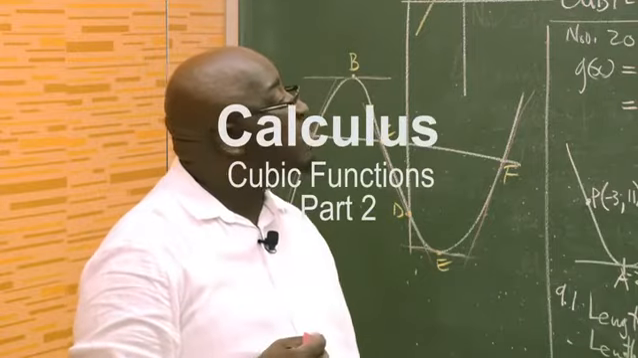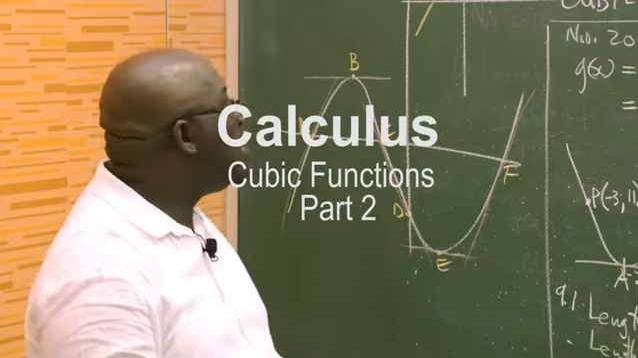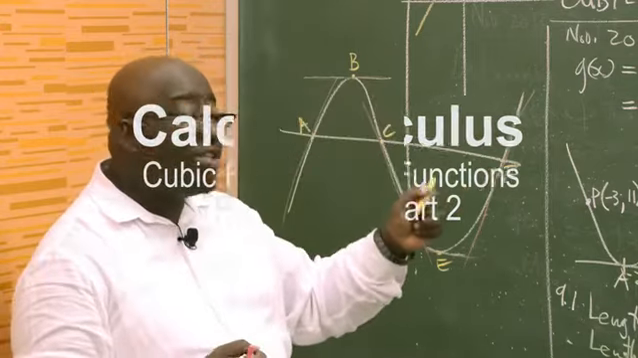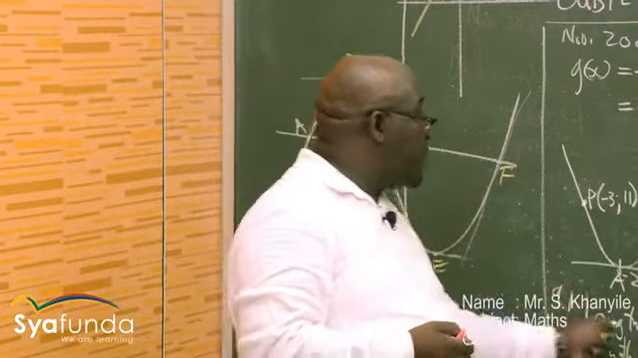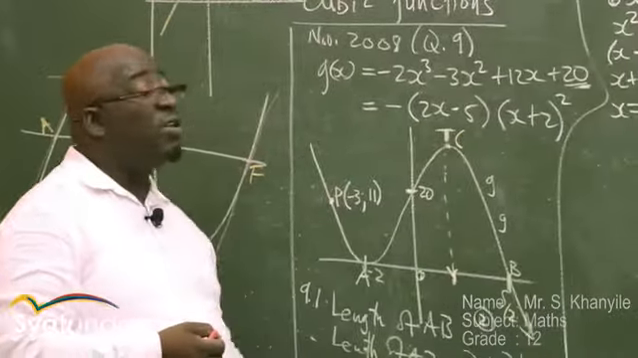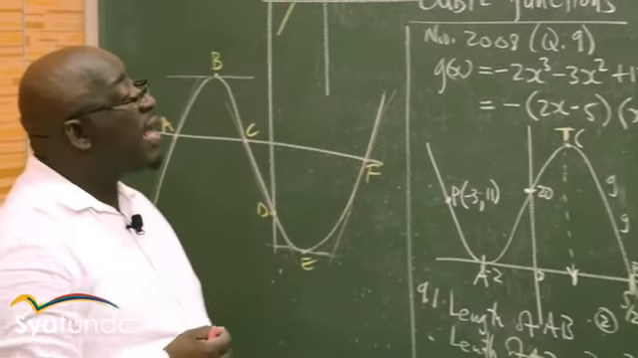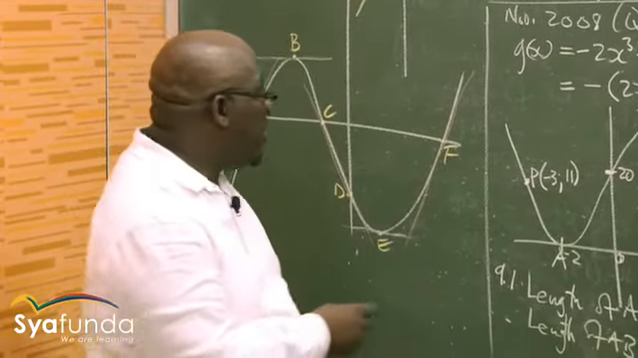All right, let's move on to 9.3. This question says, find the equation of the tangent to G. Which one is G? It is this graph. This is the equation of it, at point P. Where is point P? This is point P.